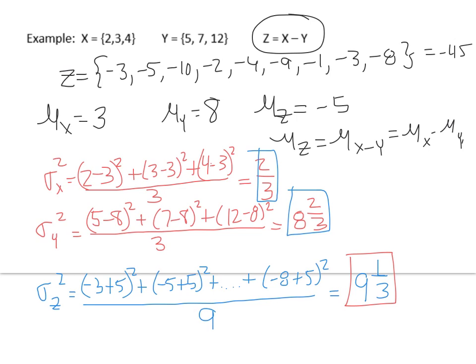Not 8. In fact, it's the sum of the two variances from x and y, not the difference of the two variances, which would maybe make sense if we were doing x plus y, but why does that make sense if we're doing x minus y?